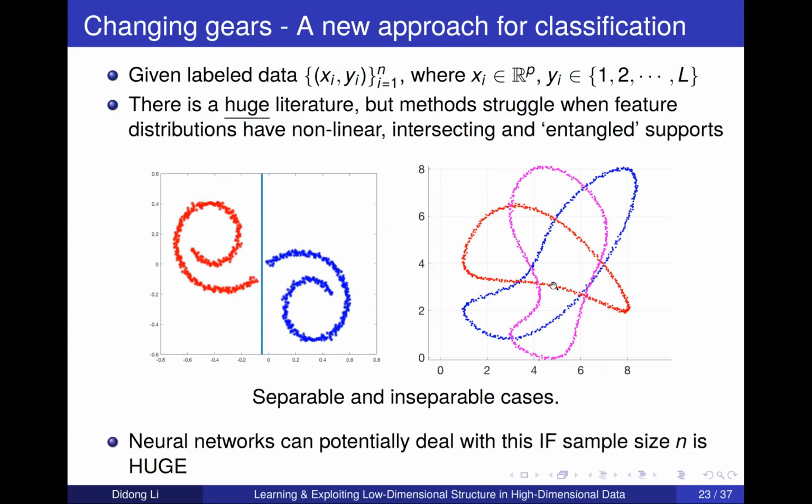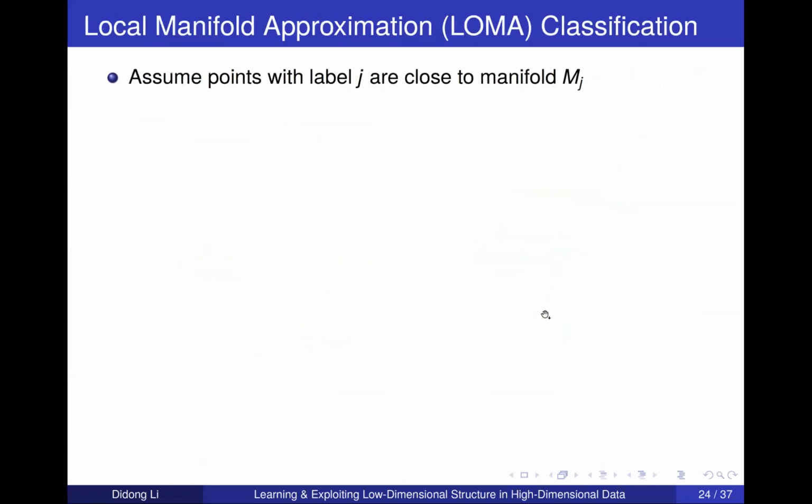A neural network can potentially deal with this if the sample size is large enough. But if the sample size is limited, as in some scientific settings, it's really hard to classify this kind of data. So motivated by these two examples, we propose the local manifold approximation classification. We call it LOMA.